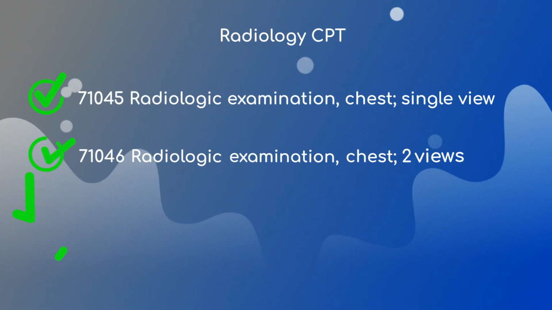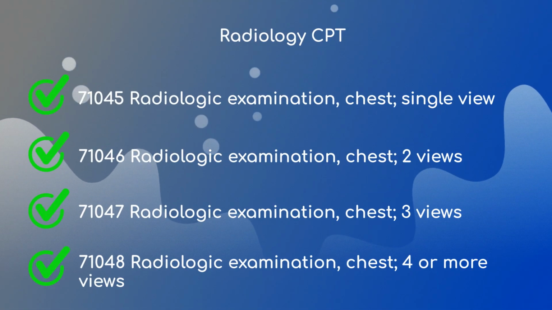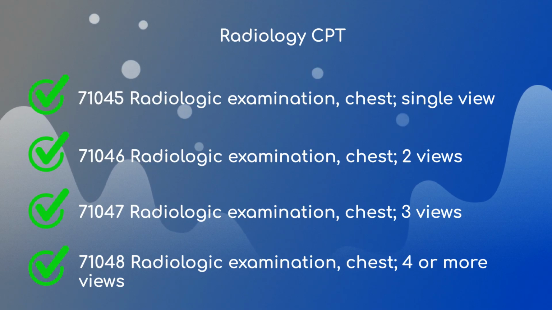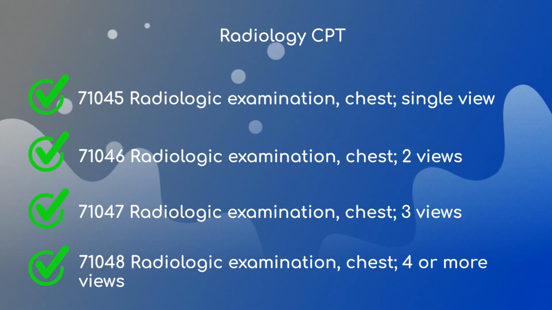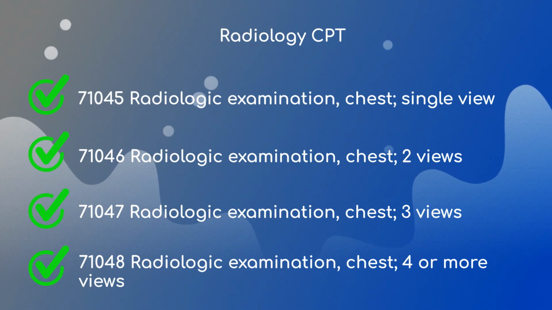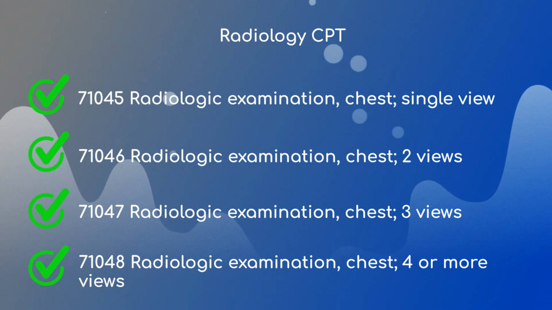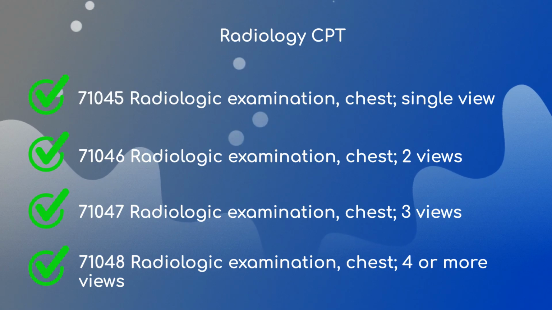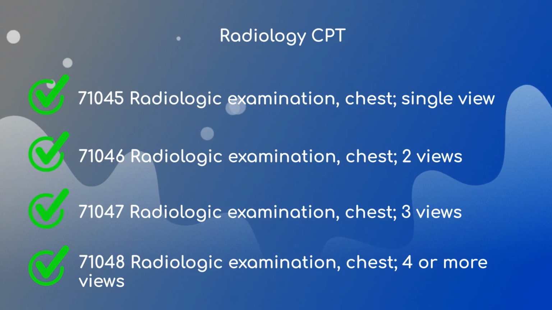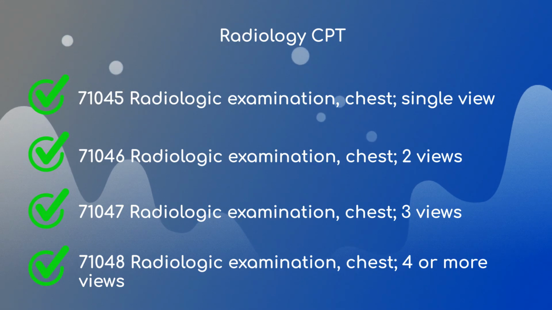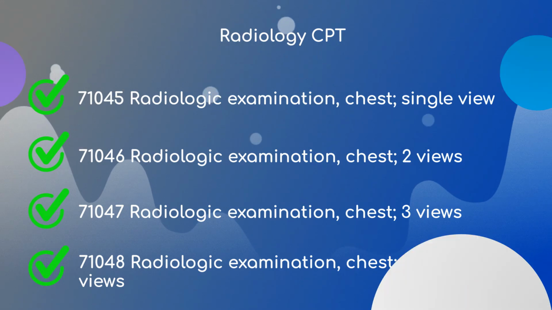Use 71045 for a portable AP chest when only 1 view is taken. If 2 views like PA and lateral are captured, report 71046. For 3 views, PA, lateral, and apical, use 71047. And for 4 or more, like AP, lateral, and bilateral decubitus, report 71048.